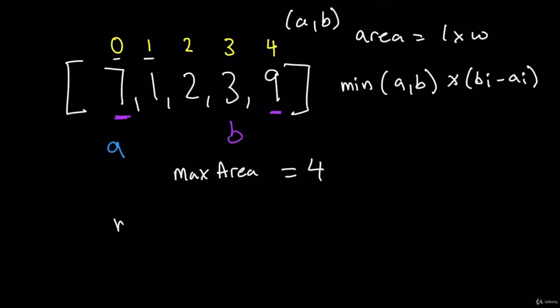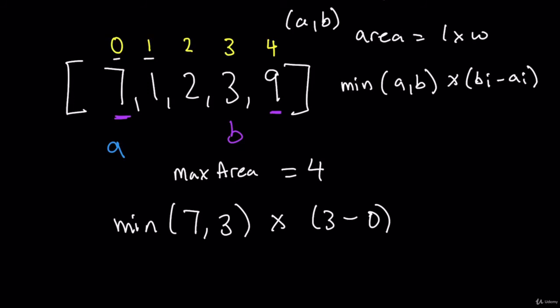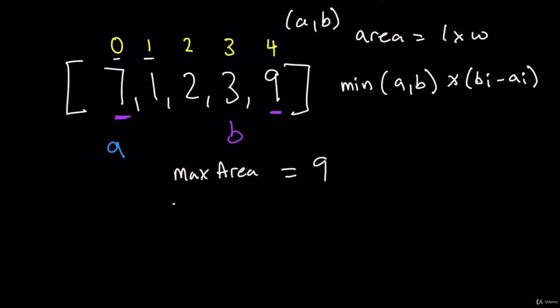Then we do it again. We get the minimum between 7 and 3. We multiply it by B of I, which is 3, minus A of I, which is 0. And this gives us the min of 7 and 3, which is 3. 3 minus 0, which is 3. 3 times 3 is 9. 9 compared to our old max area of 4 means that 9 is greater. So once again, we return a new max area of 9. We erase this, and we move B forward once again.